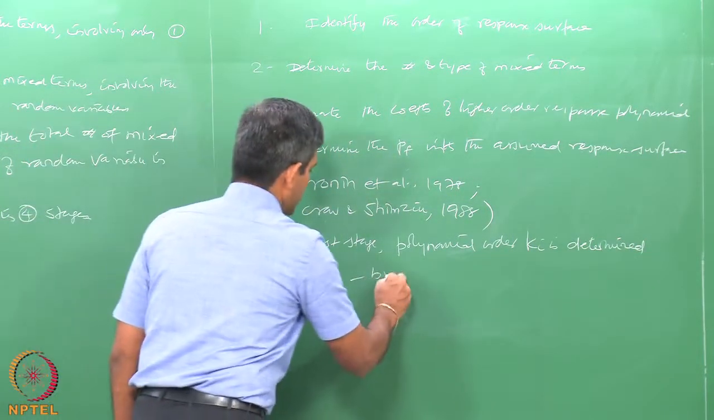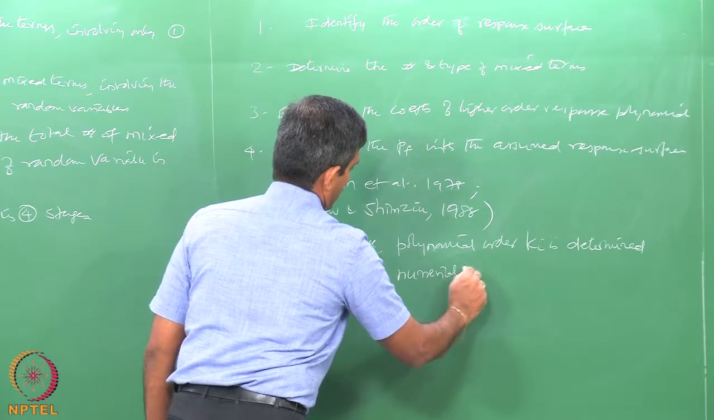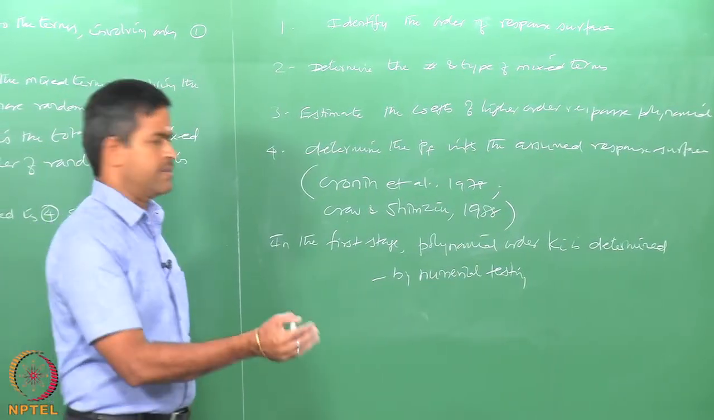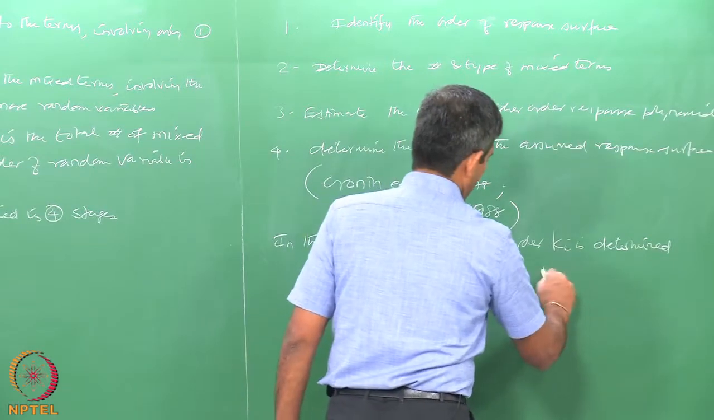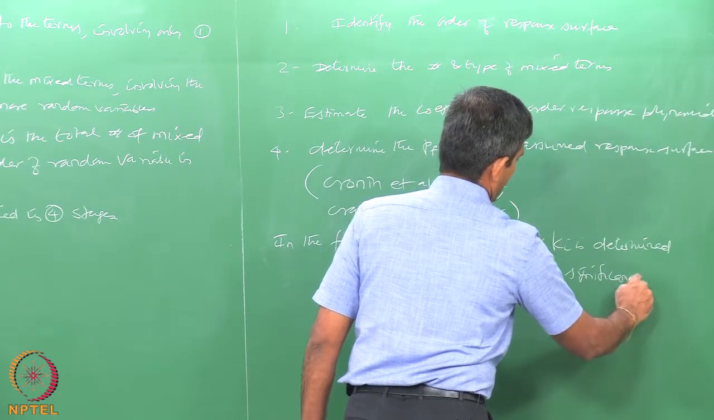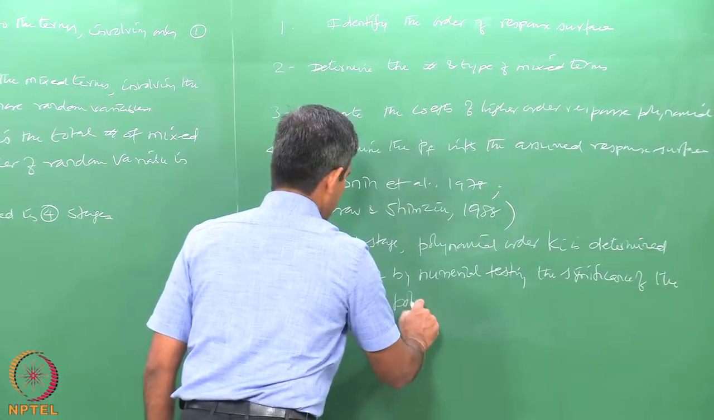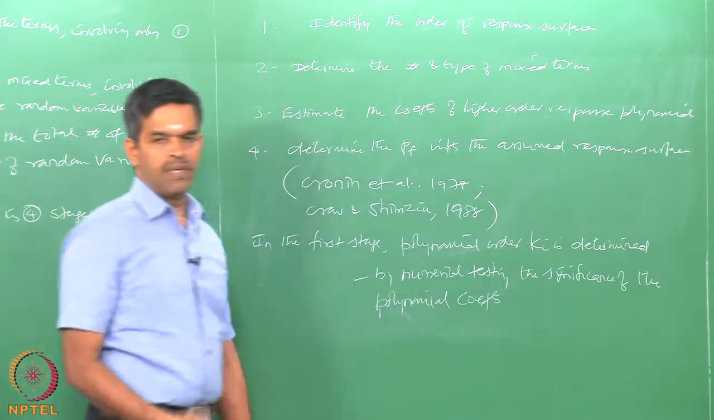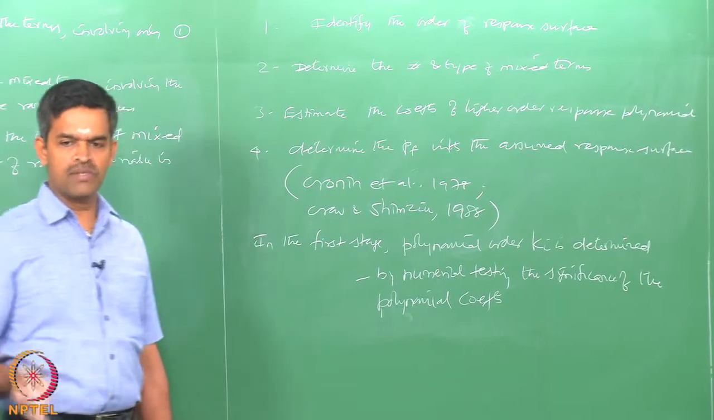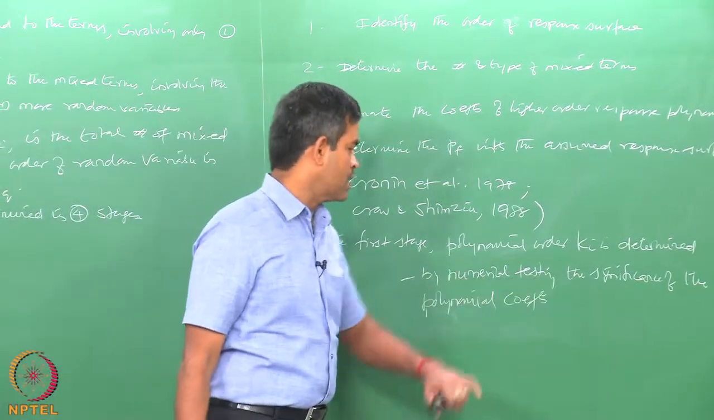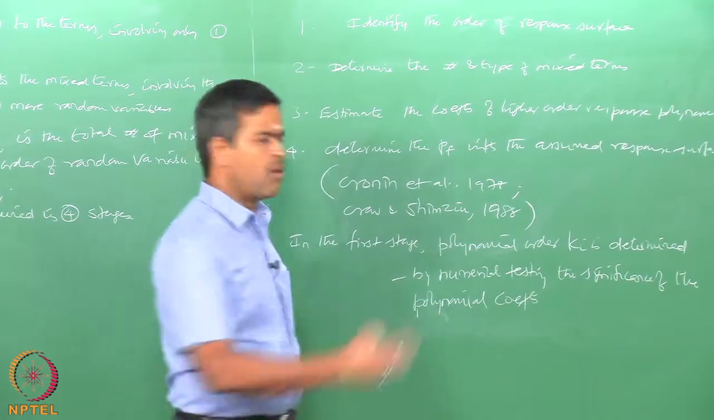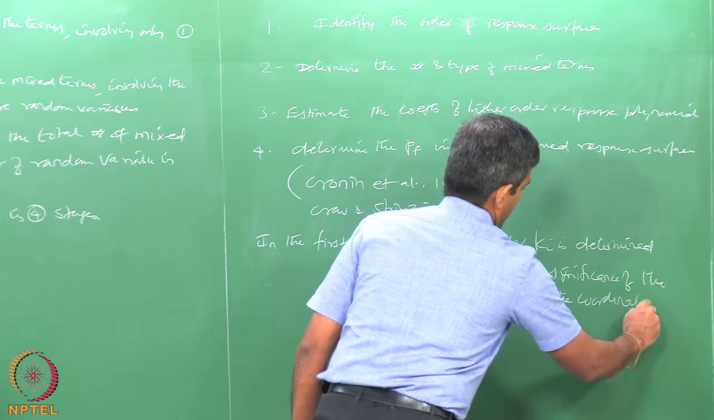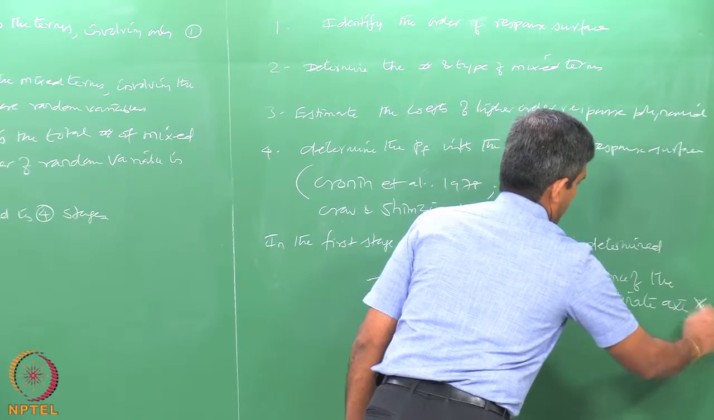How? By numerically testing the significance of the polynomial coefficients along the coordinate axis, that is whether the b_ij values are getting decreased or increased or becoming 0, tending to become 0, etc. So, numerically testing the significance of polynomial coefficients along the coordinate axis. Excellent.